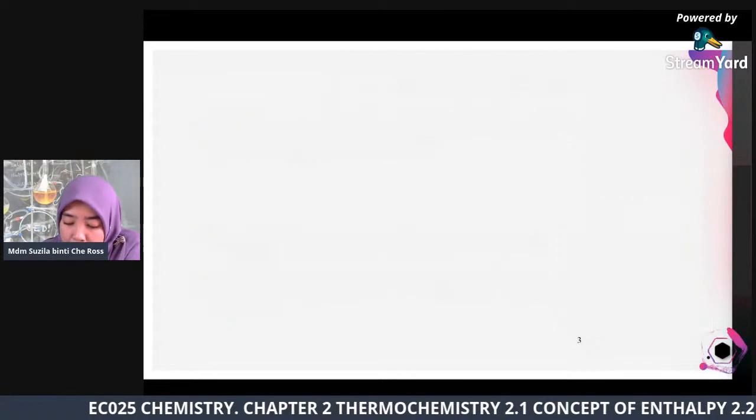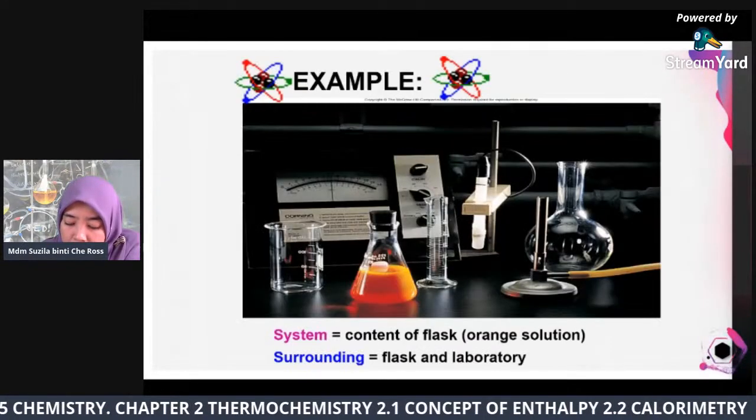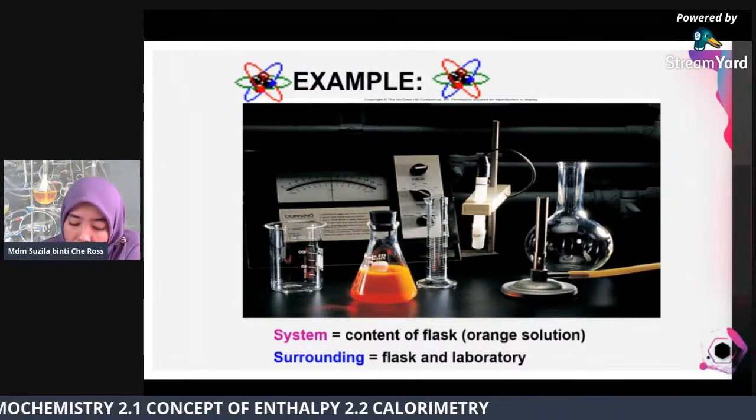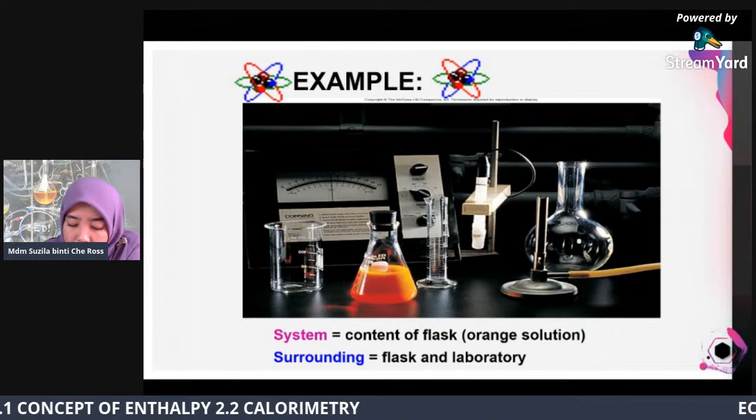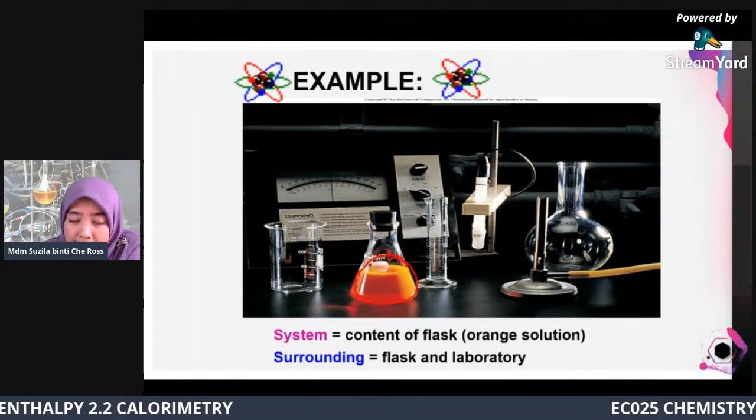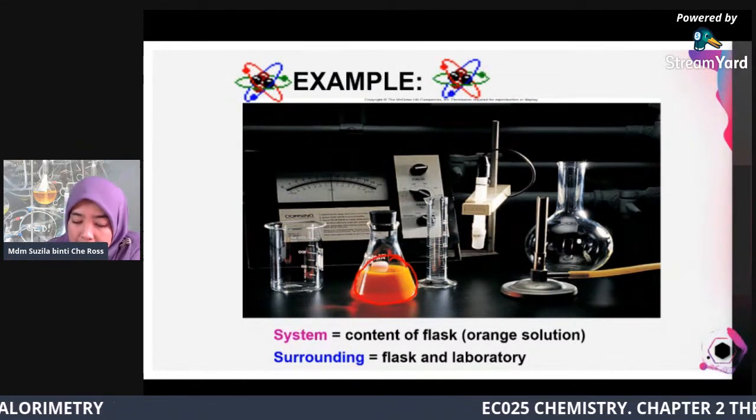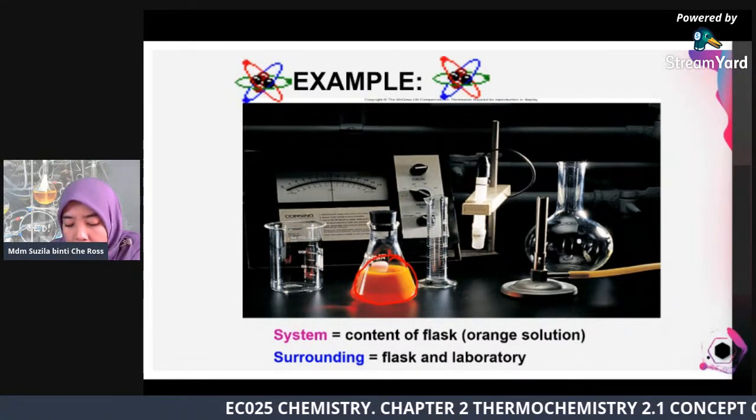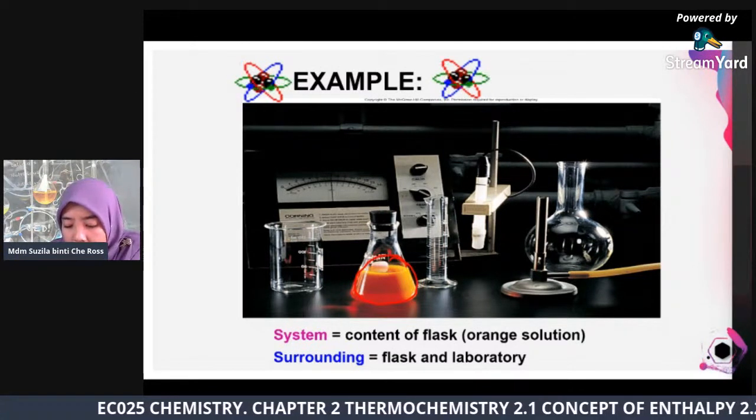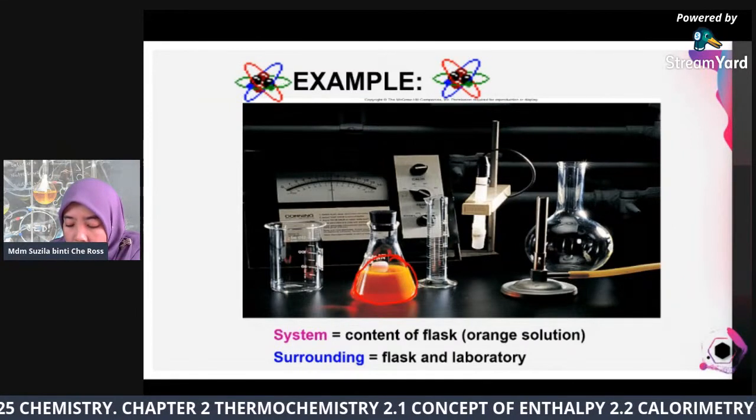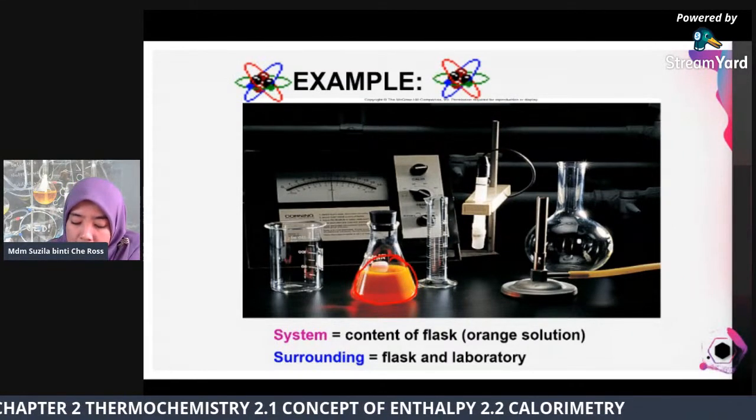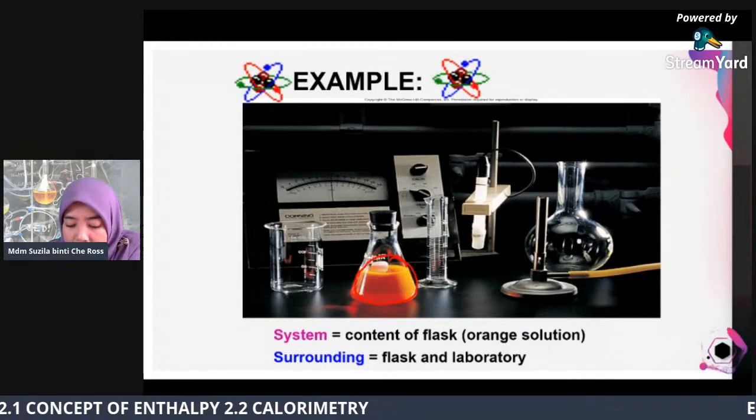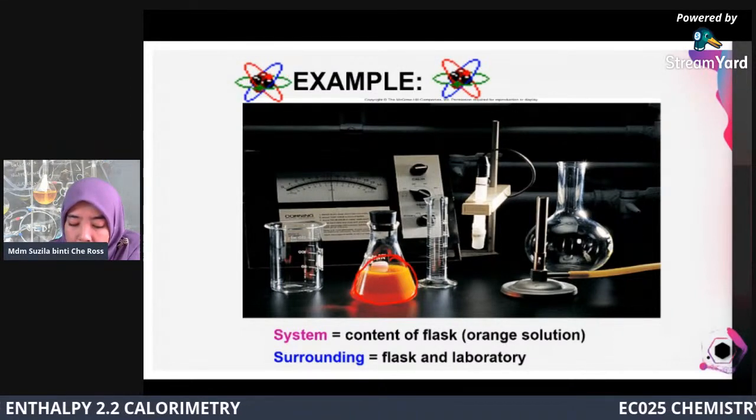So for example, here we got orange solution in the conical flask. We consider orange solution in the conical flask as the system, and the surrounding involved in this situation, we can say that anything else than orange solution is the surrounding, which is flask and the other apparatus outside the orange solution.